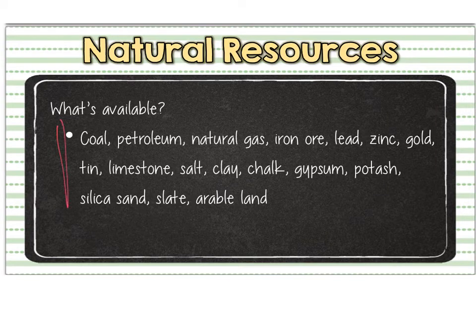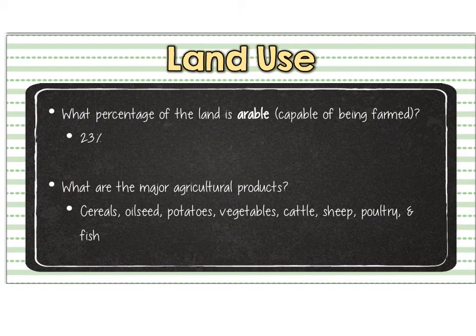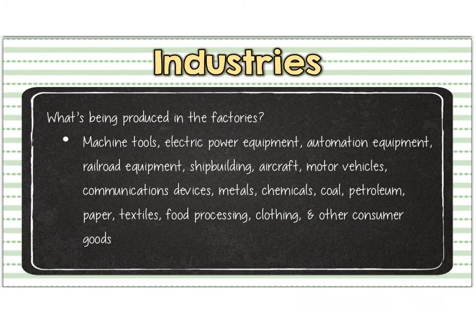Here's a list of the United Kingdom's natural resources. Select a few of these and put them in the natural resources section of your table. Alright, 23% of the United Kingdom's land can be farmed. So you're going to put 23% under arable land in your chart. You can also notice some of their major agricultural products. Okay, under the industry section of your chart, I want you to list a few of these that are produced in factories in the United Kingdom.